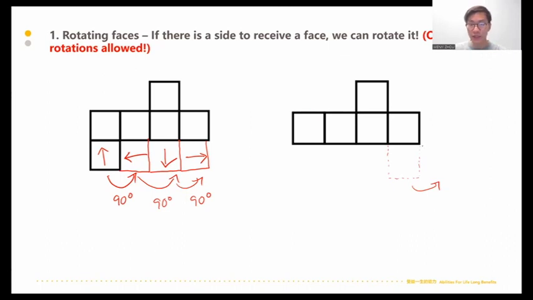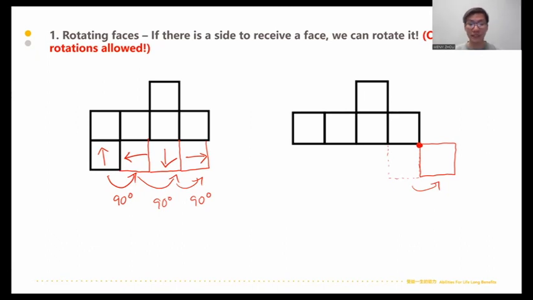Because if we try to turn it one more time, what happens then? The face would go here. Now this isn't right, because there's no side which can receive this face. It's only hanging on by one little corner, okay?